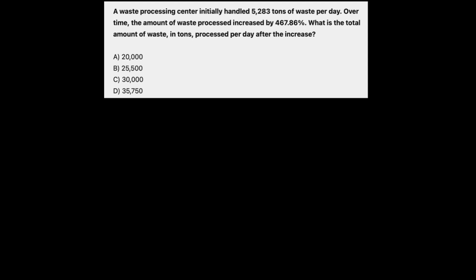Now going to our next question. A waste processing center initially handled 5,283 tons of waste per day. Over time, the amount of waste processed increased 467.86%. What is the total amount of waste in tons processed per day after the increase? So on this question, once again, we're increasing by a certain percent. So the rule for that is to start at 100 and then increase or decrease by whatever we have to increase or decrease by. In this case, it's 467.86. Because we would be decreasing by a bigger number than 100, that's a little complicated and we shouldn't even look at that side of things.